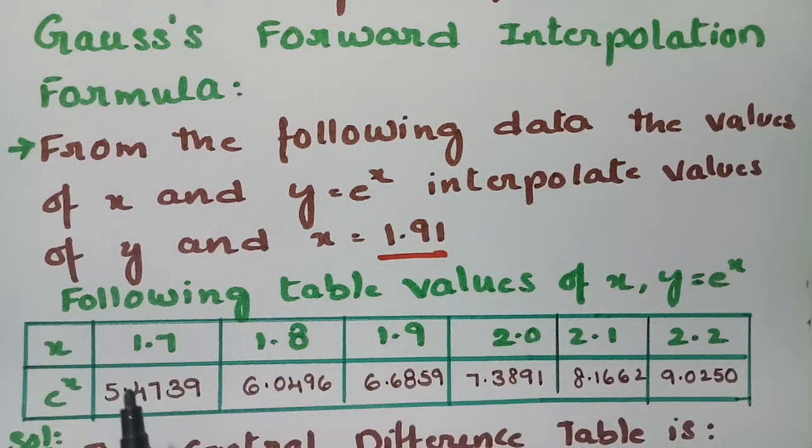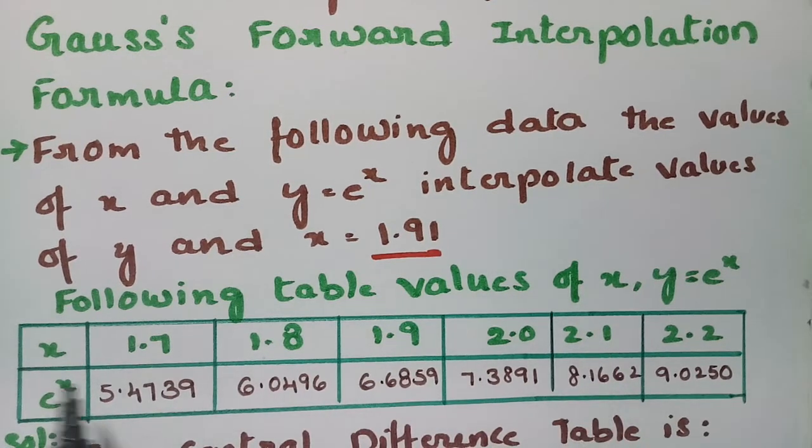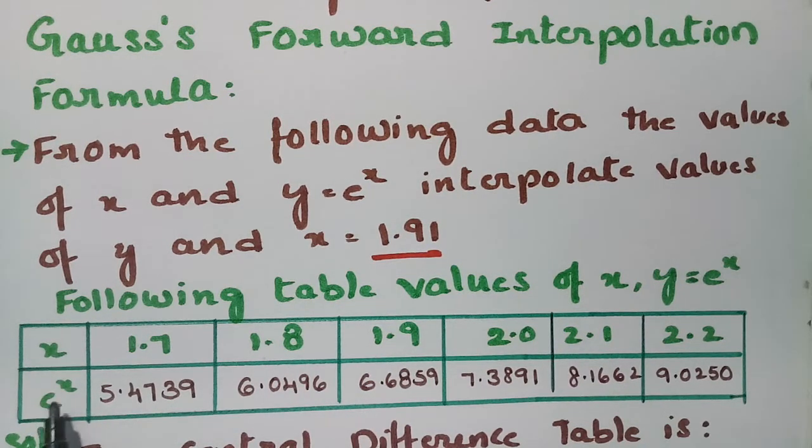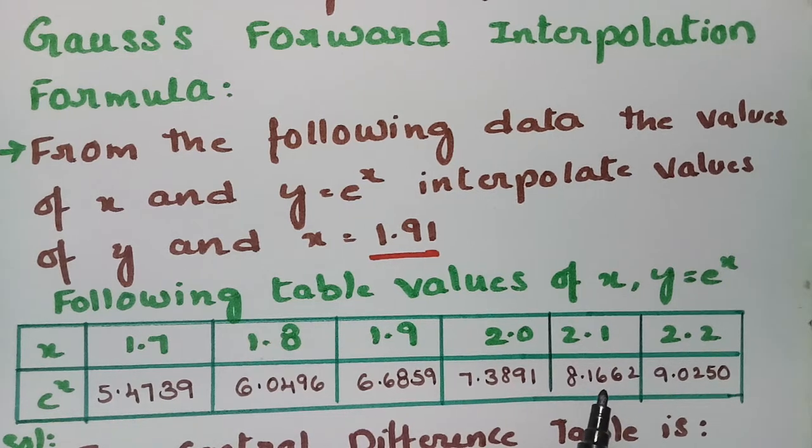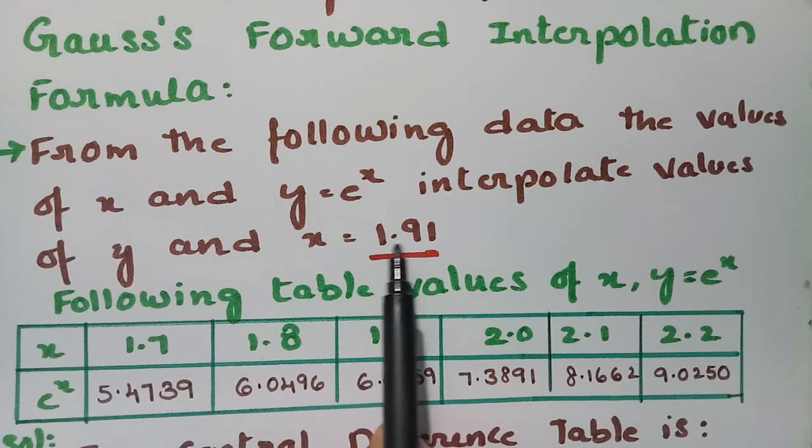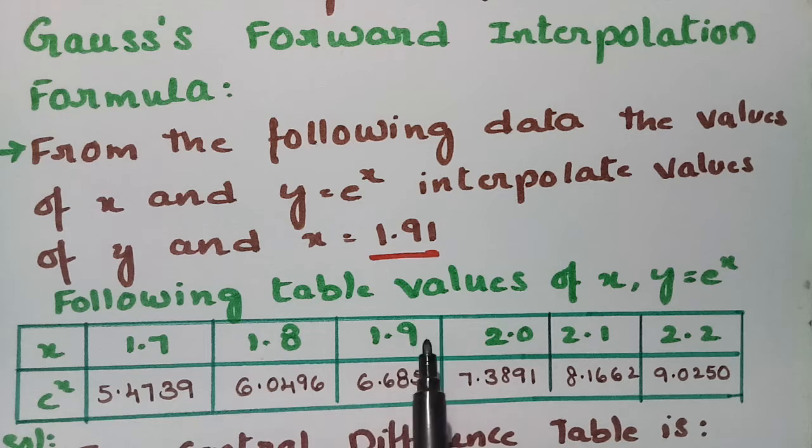See here, the following is the table. The x values and y is equal to e power x values are given: 1.7, 1.8, 1.9, 2.0, 2.1, 2.2. From this data, we have to find the value at x equal to 1.91. This is 1.9 and this is 2.0, and in between there will be 1.91. So we have to calculate the value of y is equal to e power x.